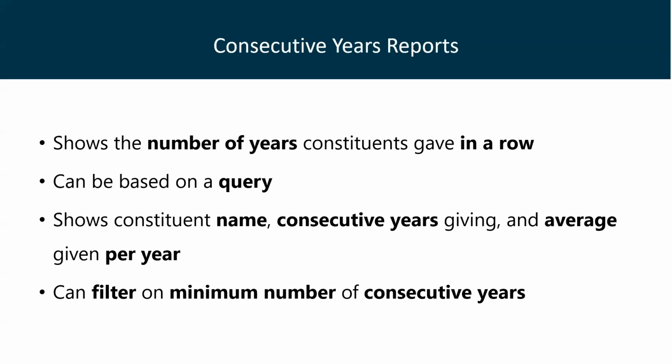The final report will show the constituent name, the number of consecutive years of giving, and also the average that they've given per year, which is also really helpful to know. You can filter these on a minimum number of consecutive years. So let's say, all right, I'm not interested in someone who has given 2 years in a row. I'm interested in people who have given 5 years in a row or more. You can use the filters on this report to do that for you.